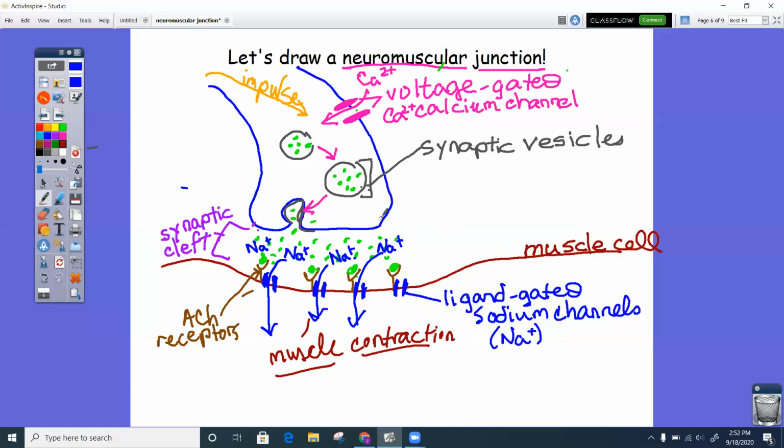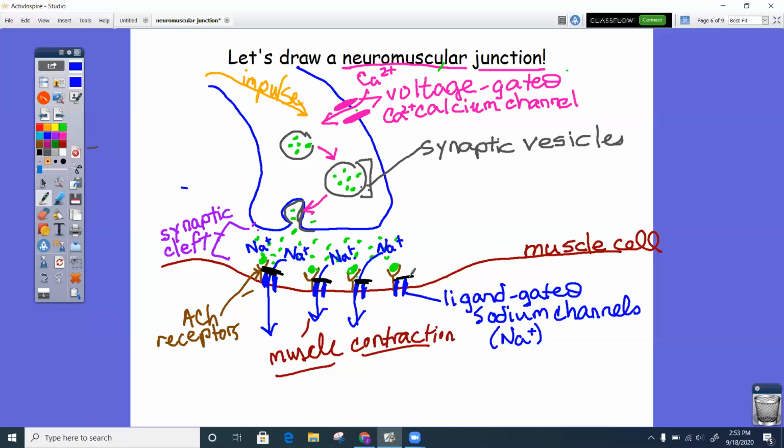So what I need you to think about is the what ifs. That's what your neurotoxin computer lab is going to be about. It's going to be about different neurotoxins and their effect on the neuromuscular junction. So for example, there's one toxin that you're going to learn about today with your neurotoxin lab that is going to block sodium channels.